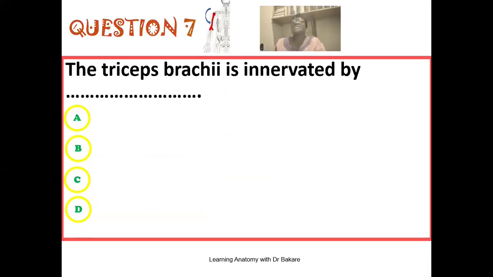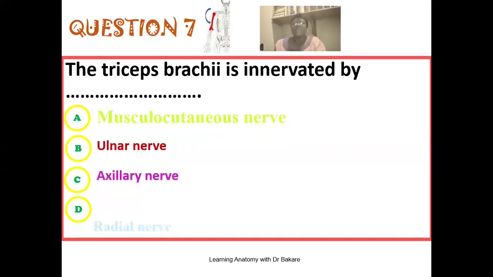Now, let's move to the seventh question, and this reads that the triceps brachii is innervated by dash. Is it the musculocutaneous nerve? Is it the ulnar nerve? Is it the axillary nerve? Or is it the radial nerve? The correct answer here, as it relates to the innervation of the triceps brachii, is the radial nerve. The radial nerve is seen to innervate muscles in the posterior region of the arm. Hence, this is the correct option.